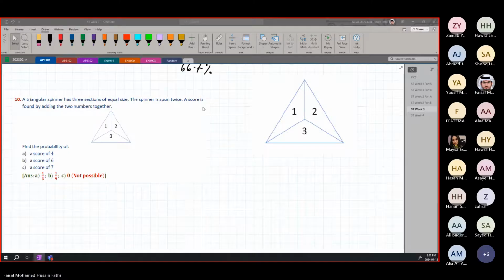A score is found by adding the two numbers together. So when a triangle falls on one side, the other two are going to be the numbers remaining. So let us write the sample space.